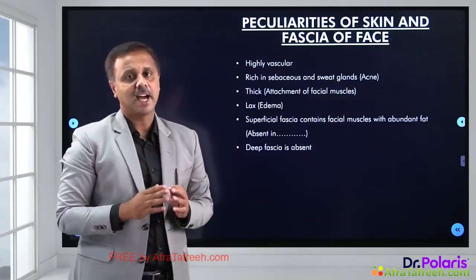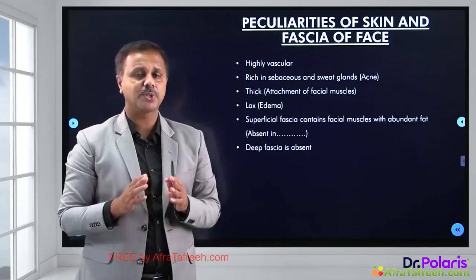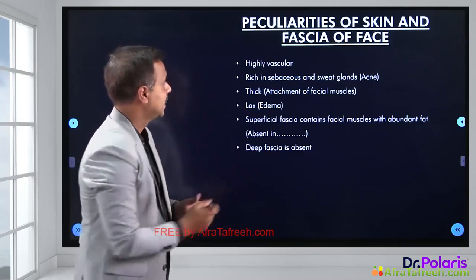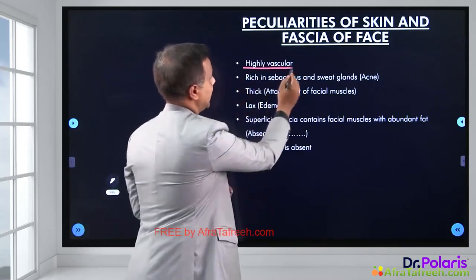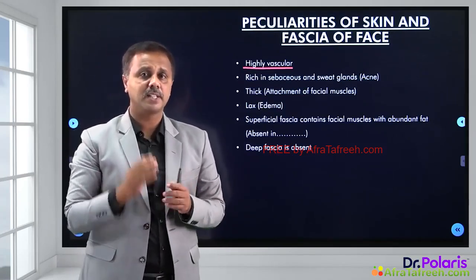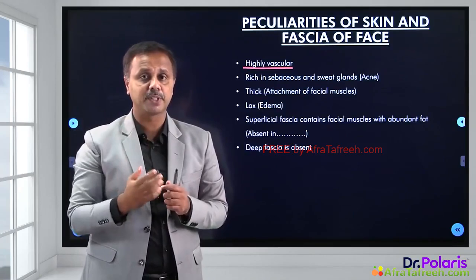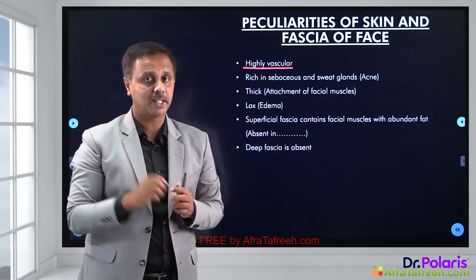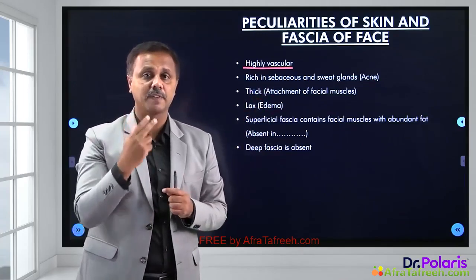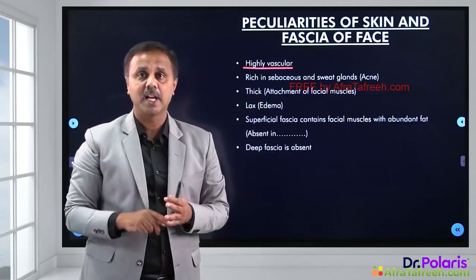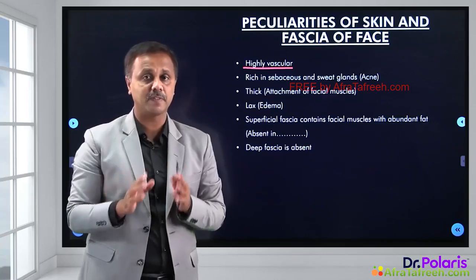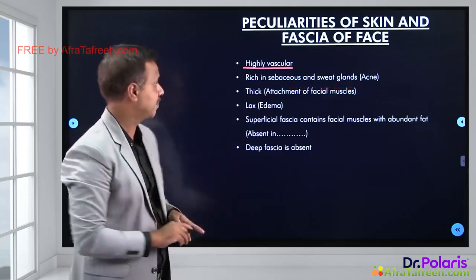The skin and the fascia of the face show some peculiarity. Let's try to understand what are these peculiarities. The skin of the face is highly vascular. So what? This is the reason why the facial injuries bleed profusely, similar to the scalp. But the advantage is because of this high vascularity, the injuries of the face heal very quickly and the plastic surgeries of the face yield very good results because of improved healing.